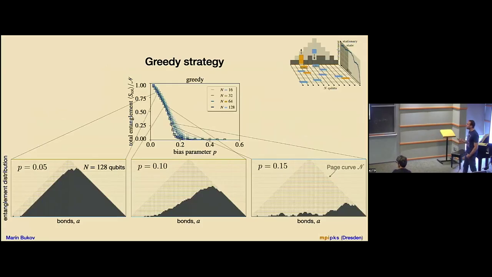So let's actually take a look at the steady state distribution of entanglement for a few different values of these bias parameters here in the stationary state. So I'm showing you here on the y-axis the entanglement distribution as a function of all the bonds, right? For three different values of this gain probability. And the first thing that you see here is this light gray pyramid here. This is the so-called Page curve. Okay, so that's the maximally mixed state. It's essentially what comes out of the Page curve in this Clifford circuit.